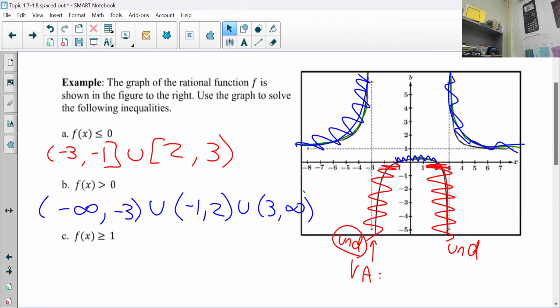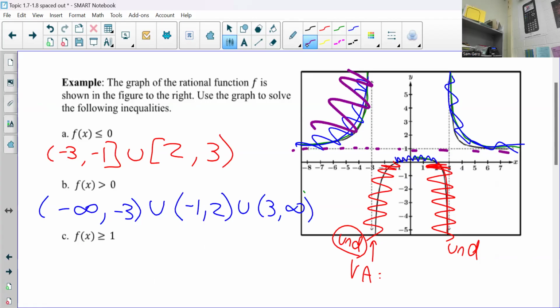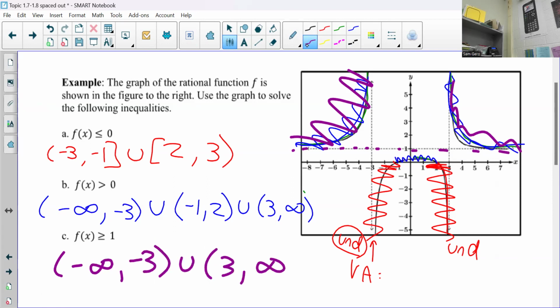Where are you greater than or equal to 1? Here's 1, that's the y value of 1. That would be this piece right here and this piece right here. So that would be from negative infinity to negative 3, and then from 3 to infinity.